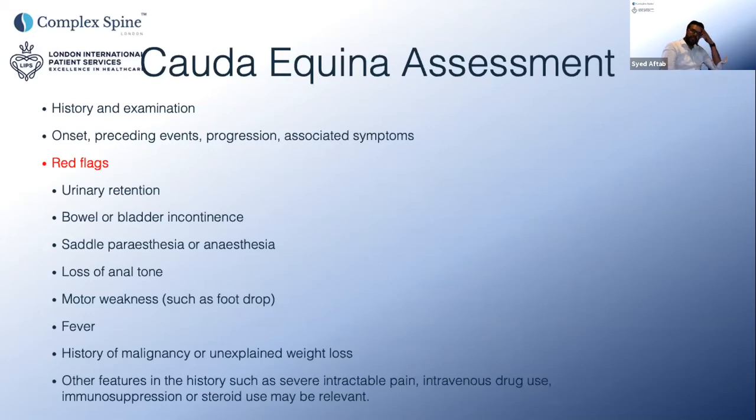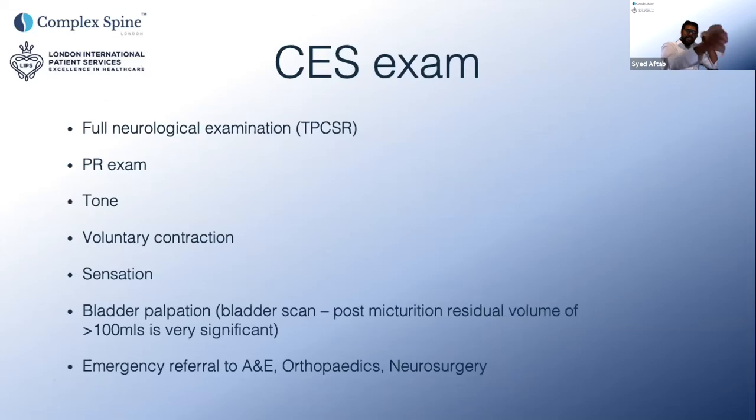Safest thing to do. In the examination, you do want to do a PR exam. You do want to document everything very, very carefully. You want to look at tone, voluntary contraction, sensation, and any issues, just refer along. So that's your safety netting done.